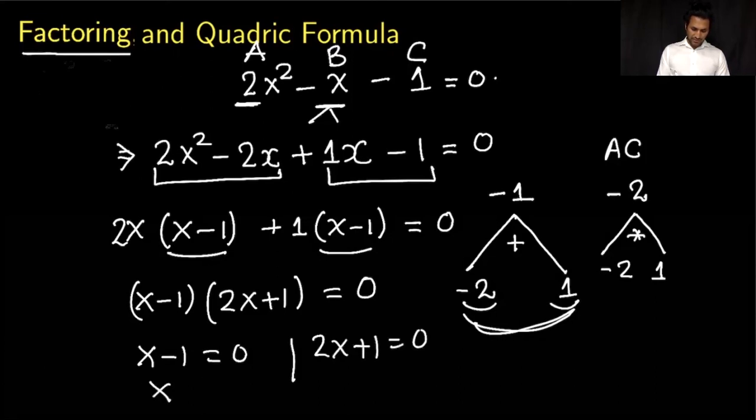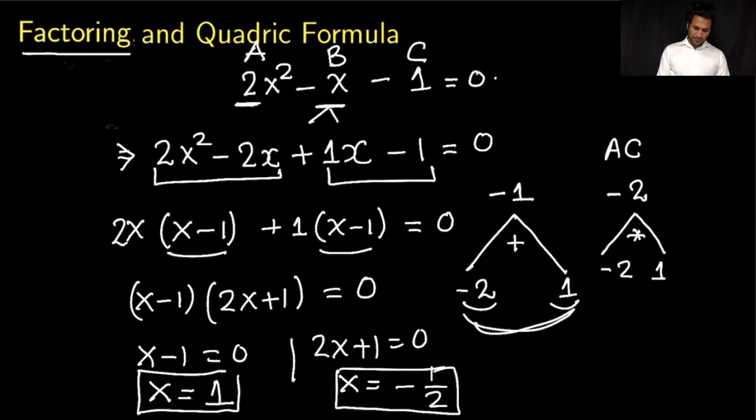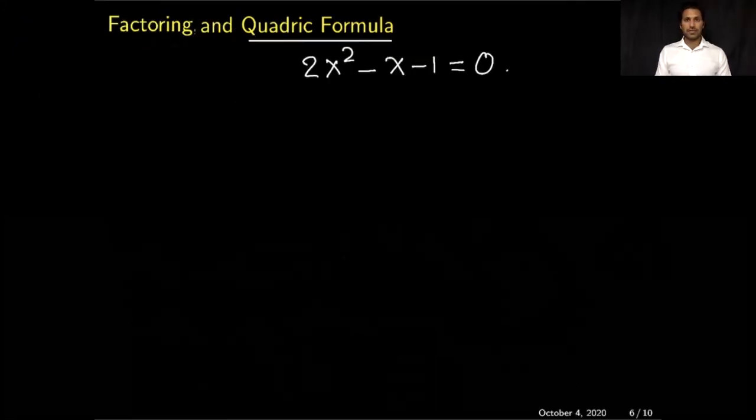So when I solve this linear polynomial, I get x is equal to 1. When I solve this one, I will get x is equal to negative 1 half. So these are my two roots in this case. And this is a different method which is called the AC method. This is a bit more challenging than factoring when the coefficient of x squared is just 1. So we will use the quadratic formula to find the roots of any quadratic polynomial.